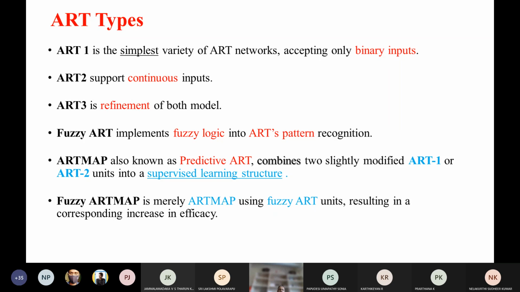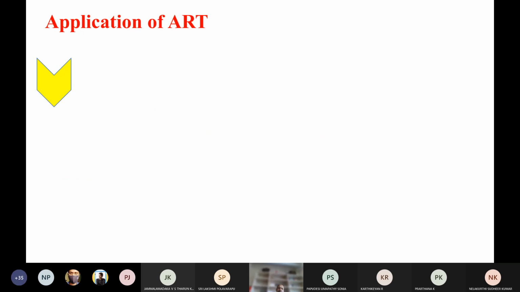Next is the fuzzy ART map. Similarly, we build the ART map using fuzzy ART units, just like how we use fuzzy ART, resulting in a corresponding increase in efficiency.